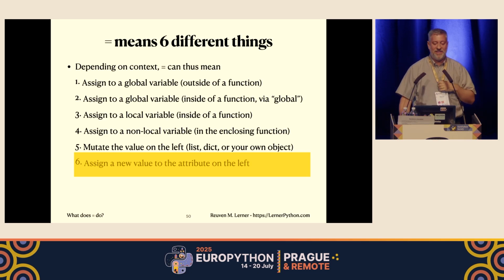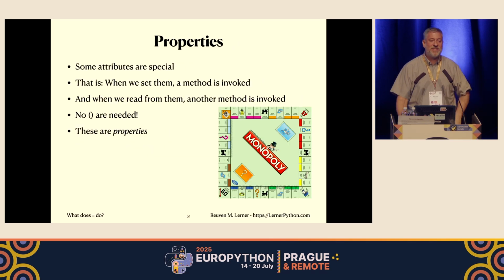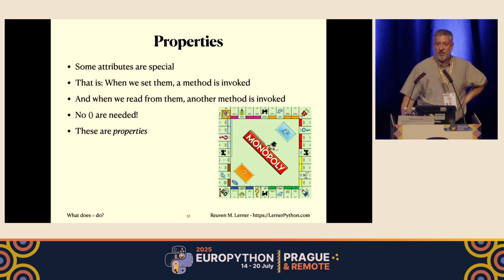And this is where things get really, really wild and crazy. So I'm glad you're sitting down. Because some attributes are special, and we call these properties. And basically, when we set them, we're just doing assignment, right? When we assign to them, a method is called. And when we read from them, a method is called, without parentheses.